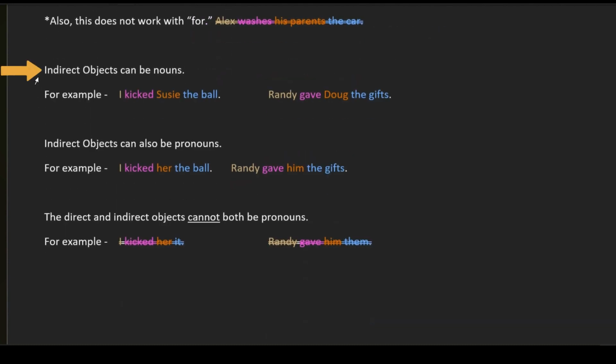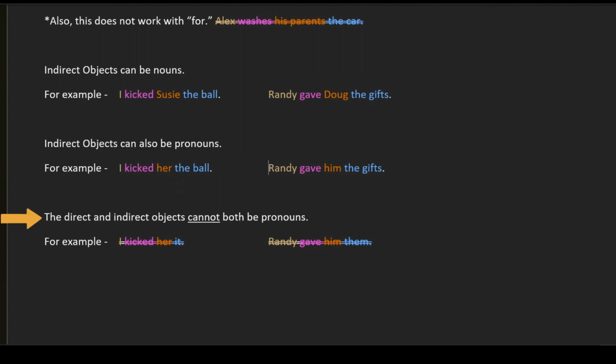So indirect objects can be nouns. For example, I kicked Susie the ball. Or Randy gave Doug the gifts. Indirect objects can also be pronouns. For example, I kicked her the ball, or Randy gave him the gifts.